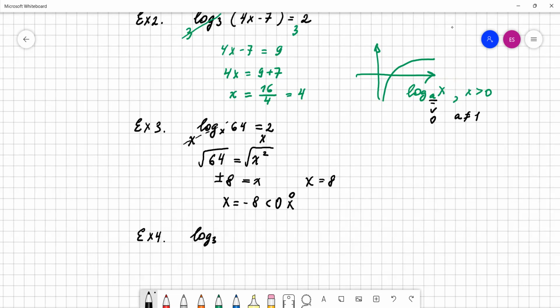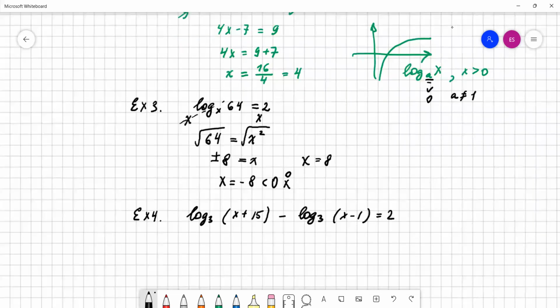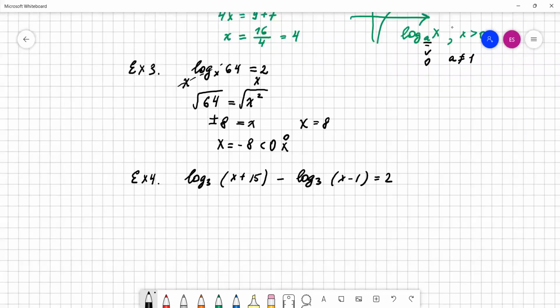Logarithm with base 3 of x plus 15 minus logarithm with base 3 of x minus 1 equals 2. Guys, why don't you try to solve this example on your own, for 5 minutes, stop the video, and then watch how I solve it, okay? And as usual, I'm going to count to 5 and give you the answer. Okay, 1, 2, 3, 4, 5.